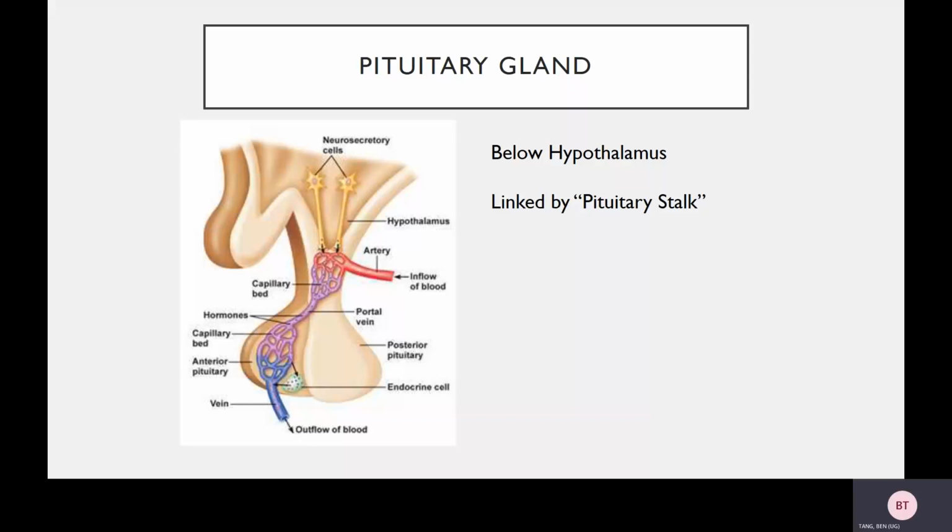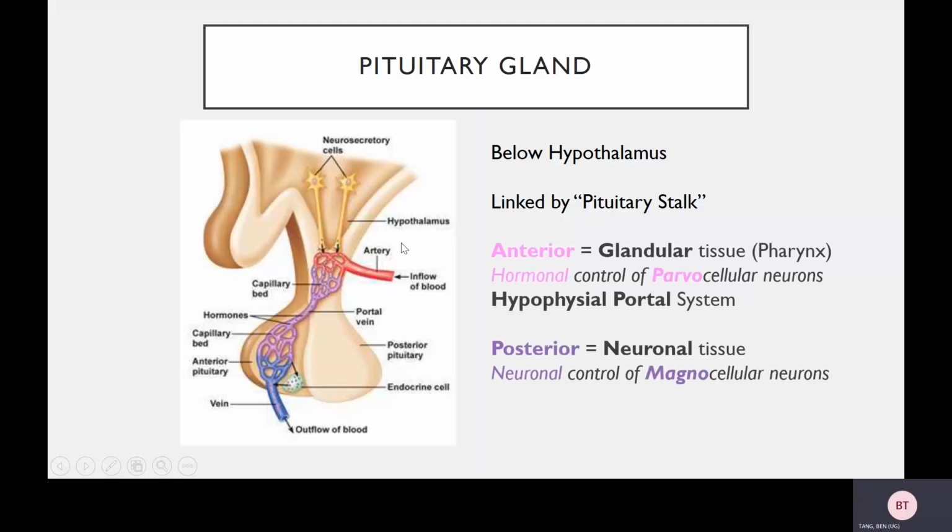Now, the pituitary gland sits right below the hypothalamus and it's physically linked by something called the pituitary stalk, right? Which you can probably see over here. And this diagram has a lot of labels and everything, but all I want you to notice is this blood flow through the anterior pituitary gland, right? And that's relevant because it helps you differentiate how each half is controlled. The anterior pituitary gland is made from glandular tissue, same tissue that developed into your pharynx.